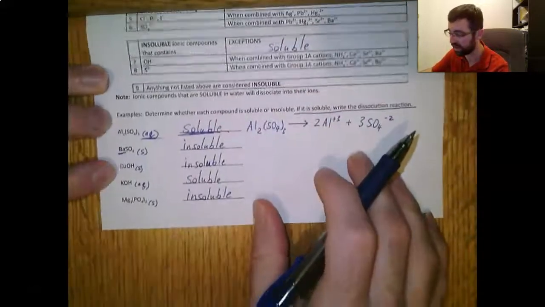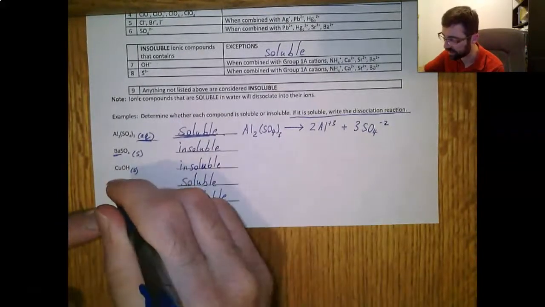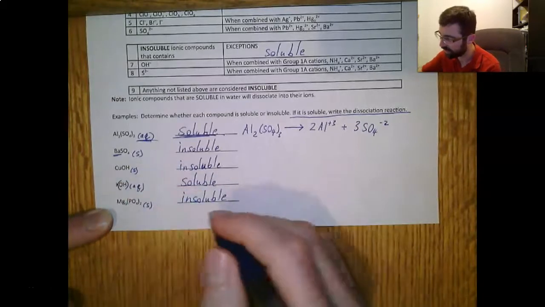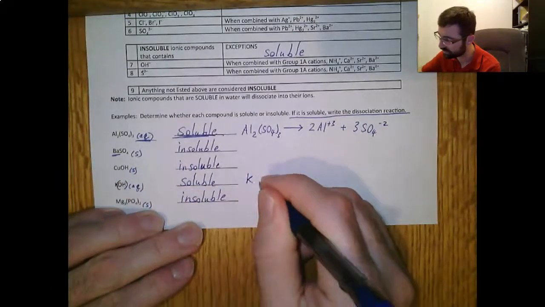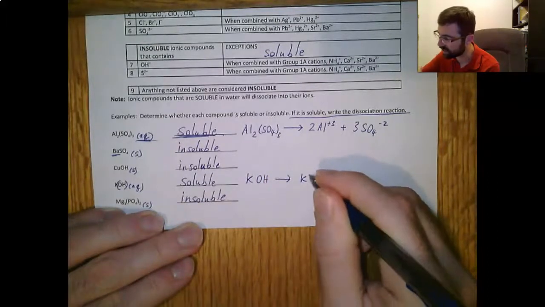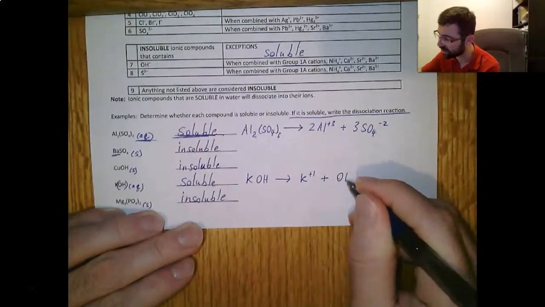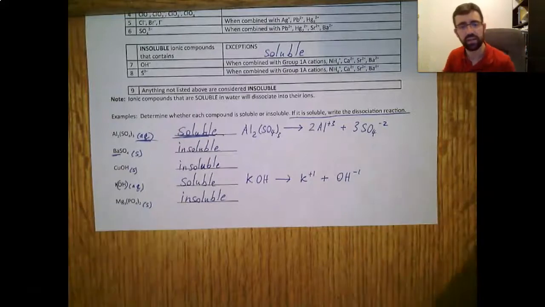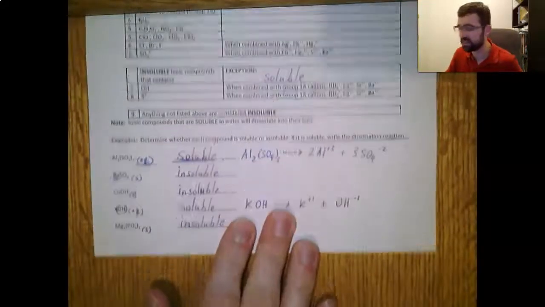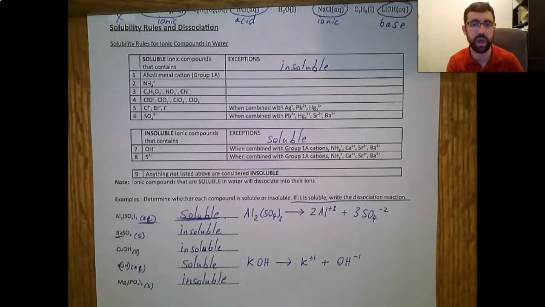Let's look at KOH. Well, I've got potassium hydroxide. OH is its own thing. All right, so I have KOH yields K with positive 1 charge plus OH with a negative 1 charge. That is how you write a dissociation reaction. This is key to understanding the next topic, which is net ionic equations. I'm going to pause the video here and we'll wrap it up with that.